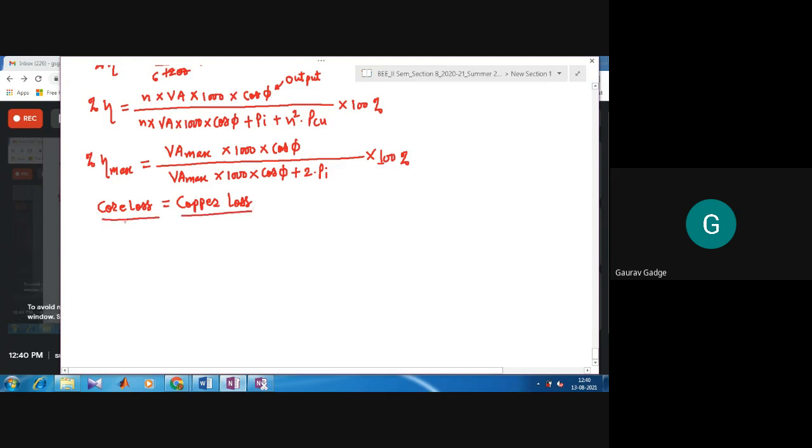What is another name for core loss? Do you know? It is iron loss. Another name for core loss is iron loss. What is another name for copper loss? Winding loss. Another name for copper loss is winding loss. So core loss is equal to iron loss. Copper loss is equal to winding loss.